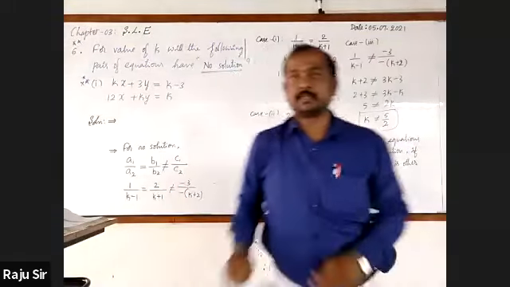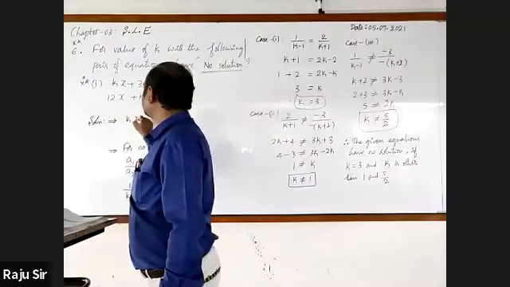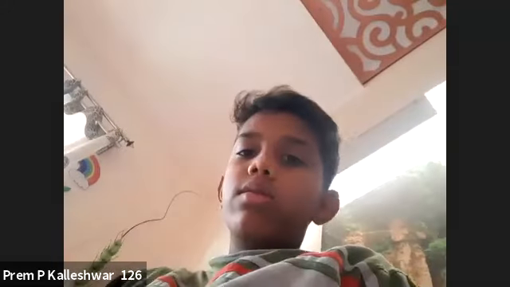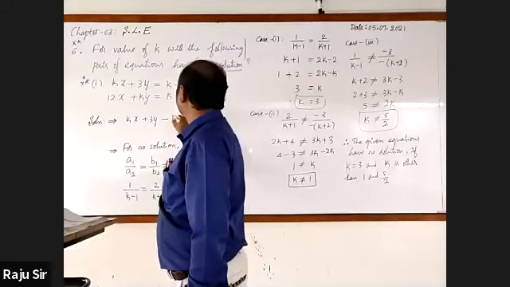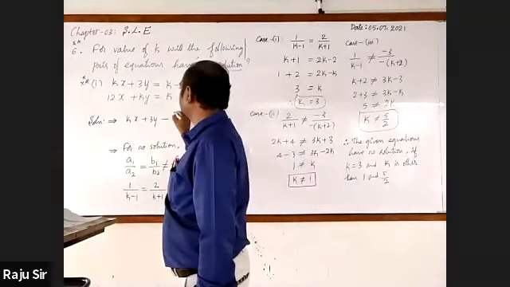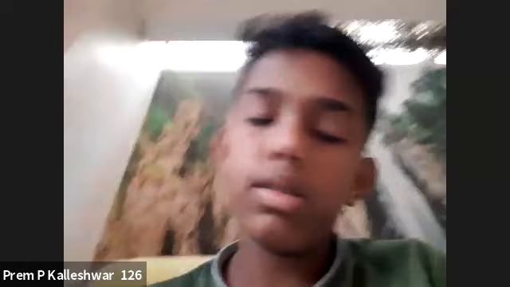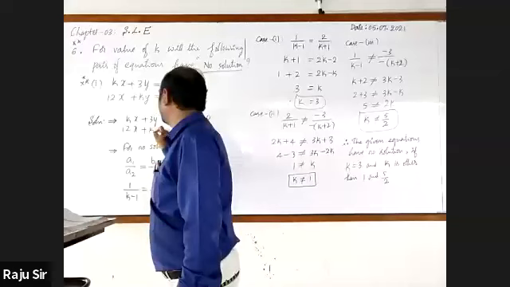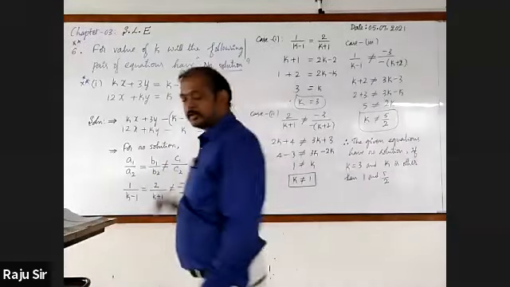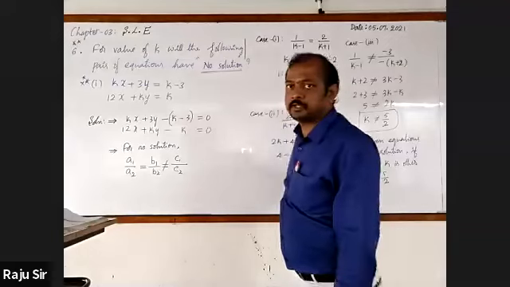Write the given equations in standard form. It is kx plus 3y, transfer k minus 3 to the left hand side. It is minus k plus 3, minus of k minus 3, is equal to 0. Very good. It is 12x plus ky minus k is equal to 0. Any other possibility? Check that.